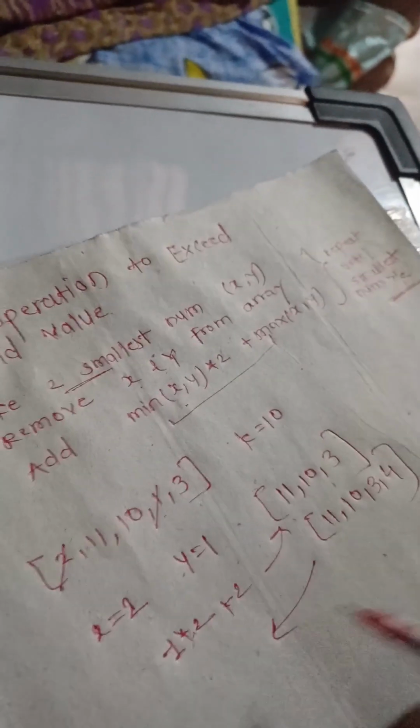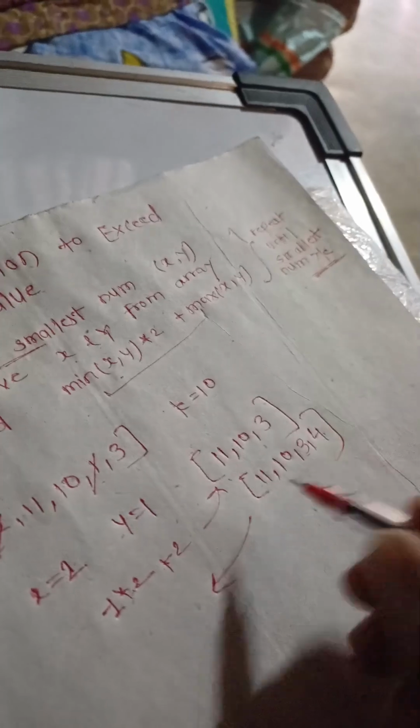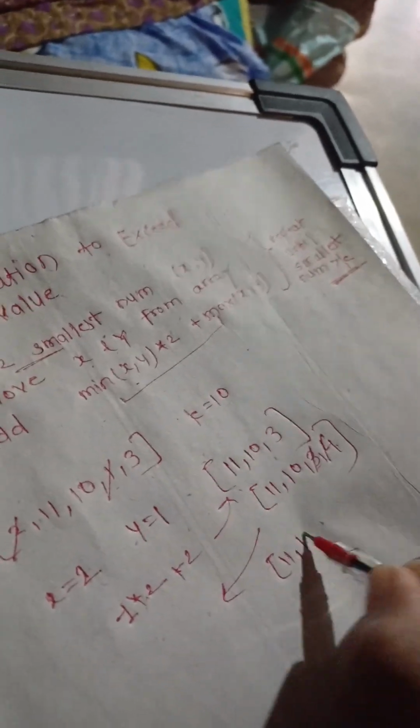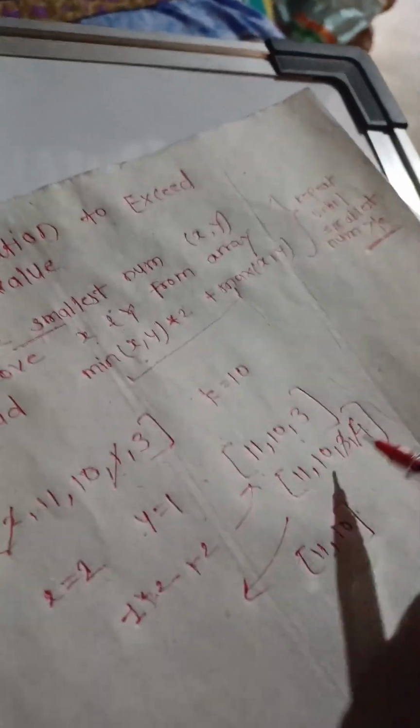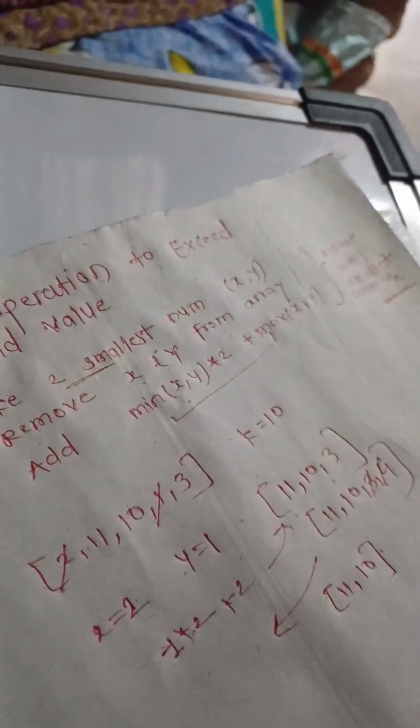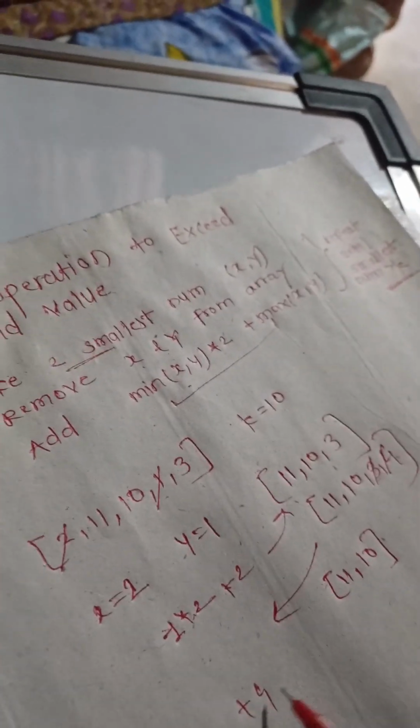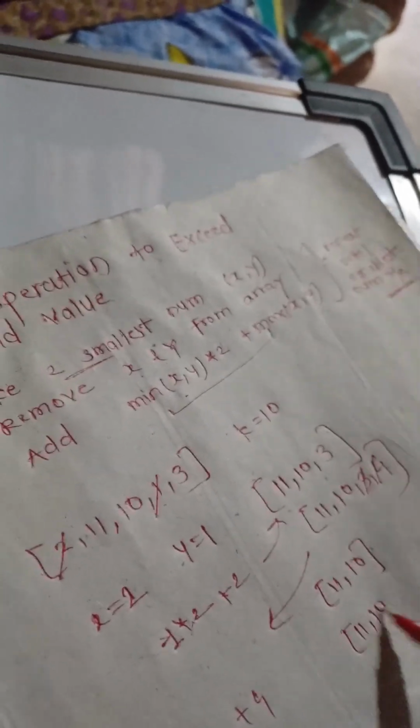I have to repeat the process again. Now the two smallest elements are 3 and 4, so I will remove them from the array. My array will become 11, 10, and I will add a new element which is the combination of 3 and 4. The minimum of 3, 4 is 3, 3 times 2 is 6, plus 4, that is 10. So 11, 10 and again 10.